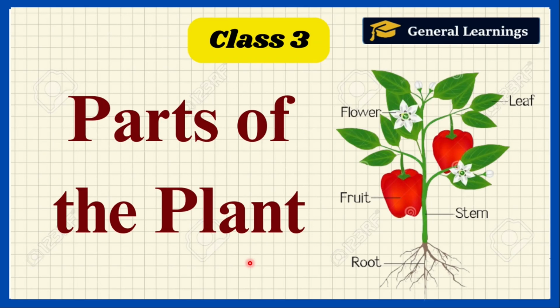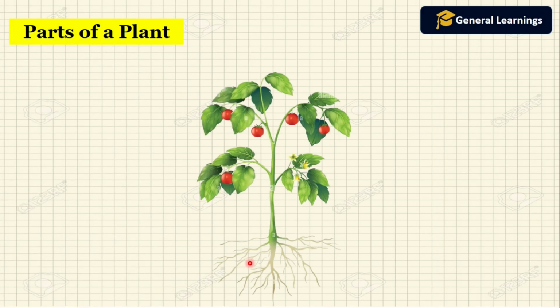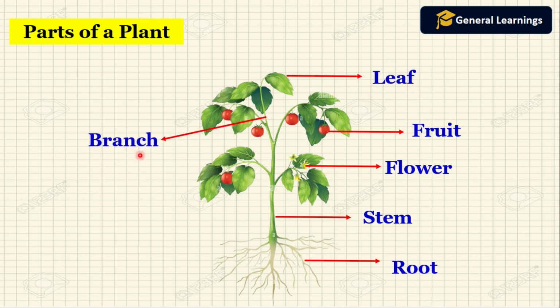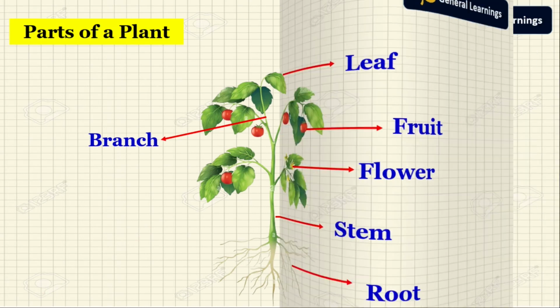In this video, you are going to learn about parts of a plant. First, we will see the parts of a plant. Root, stem, flower, fruit, leaf, branch. So, these are the parts of a plant.